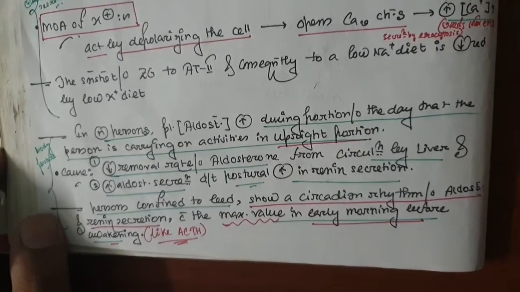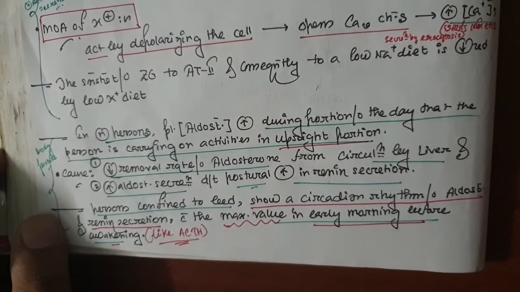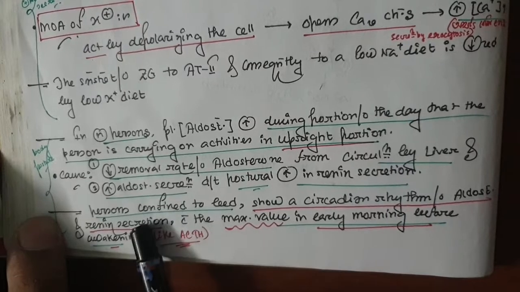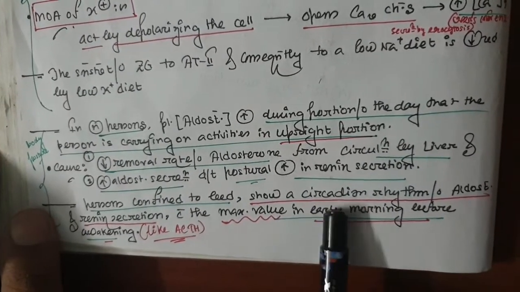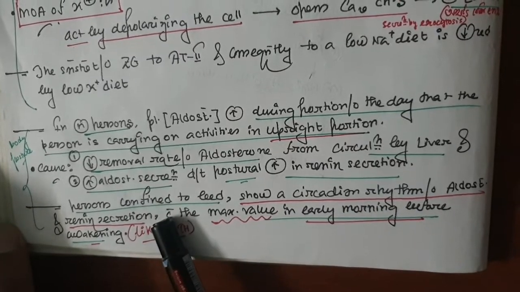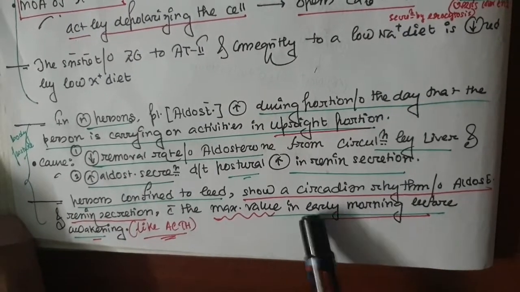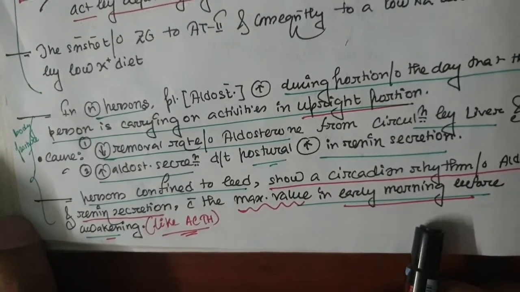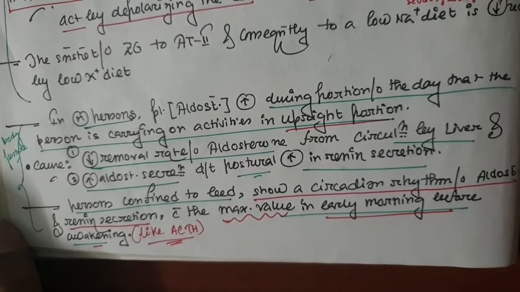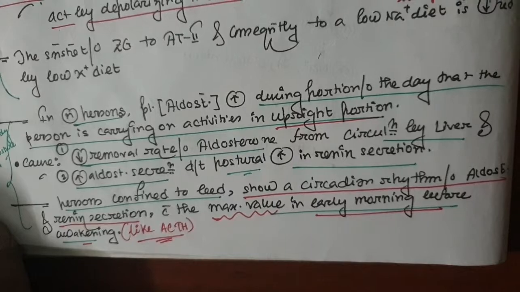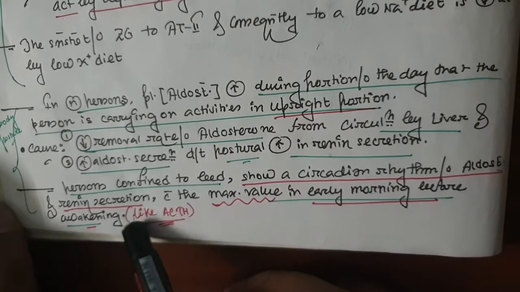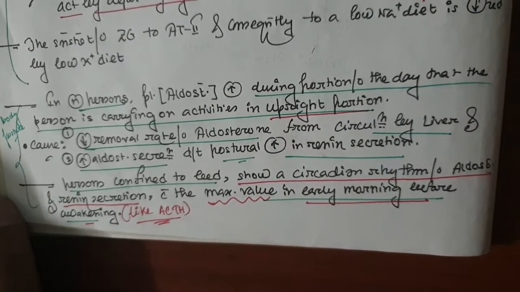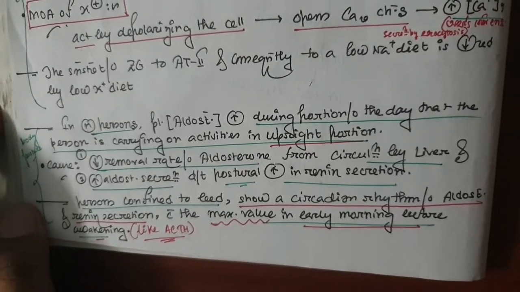Now, you can ask me the question, what if the patient is bedridden for a prolonged time due to some surgery or bone fracture or some accident? In those cases where the person is confined to bed, they also show a circadian rhythm of aldosterone and renin secretion, with the maximum value of aldosterone and renin secretion occurring early in the morning, before the normal time the patient or subject is used to getting up from bed. It is also seen in the case of ACTH secretion. So there is a diurnal variation of the secretion of renin, aldosterone and ACTH.